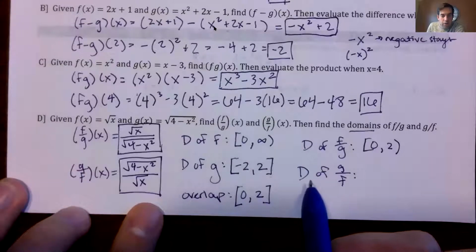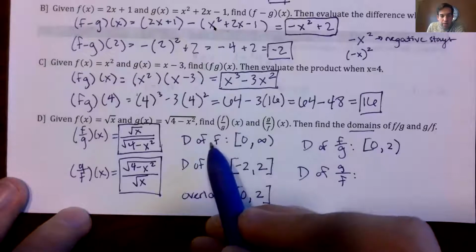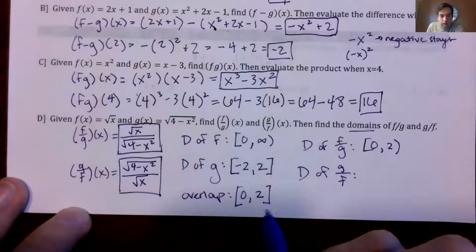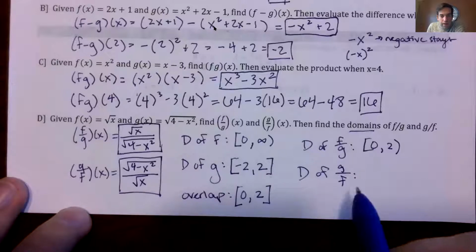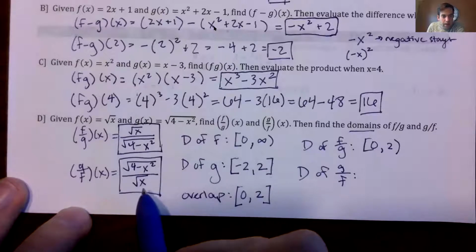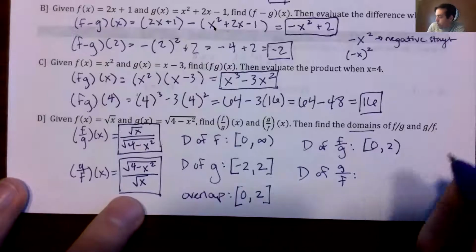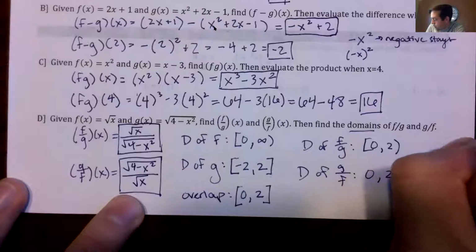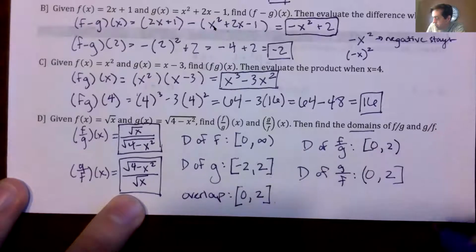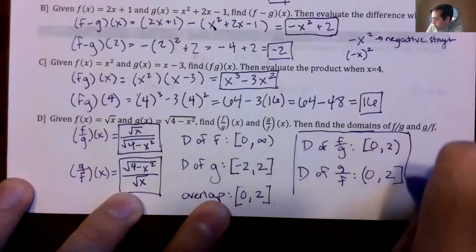And our domain of g over f, remember the first step is to think about the overlap of the domains of f and g, which we already found right here. And now we have to make sure the denominator doesn't equal 0. So we look over here, square root of x, 0 is going to cause that denominator to be 0. So when we write our interval this time, we restart with this. We just can't include the 0. And that's our 2 additional answers here.